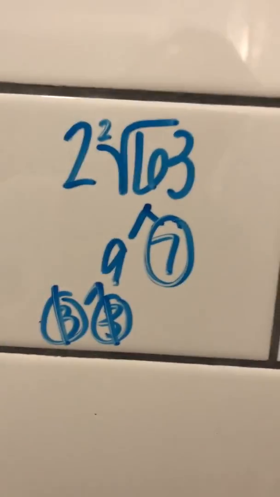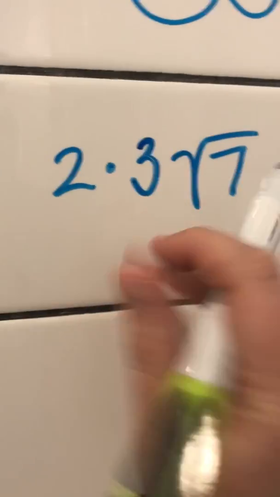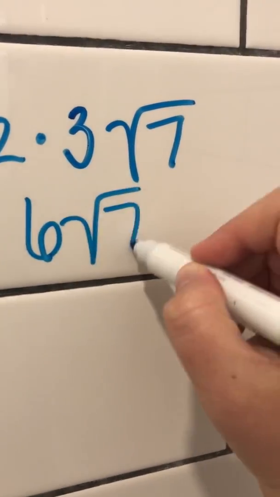And the 7 doesn't have a friend. The 7 is stuck inside still. I'm going to keep it under that radical symbol and then just simplify what I have. So I have 2 times 3 is 6, and my root 7 just stays under the radical there.